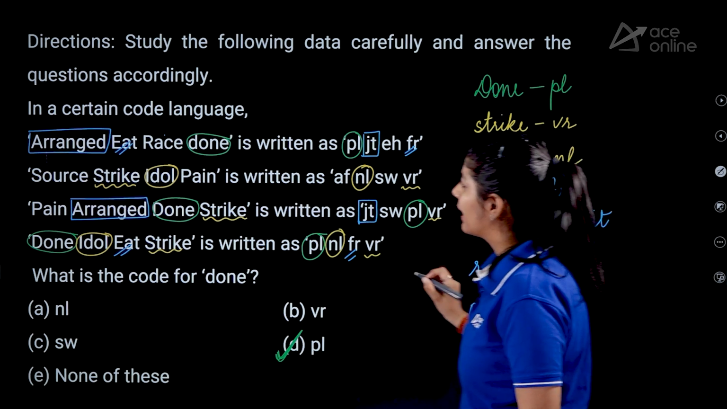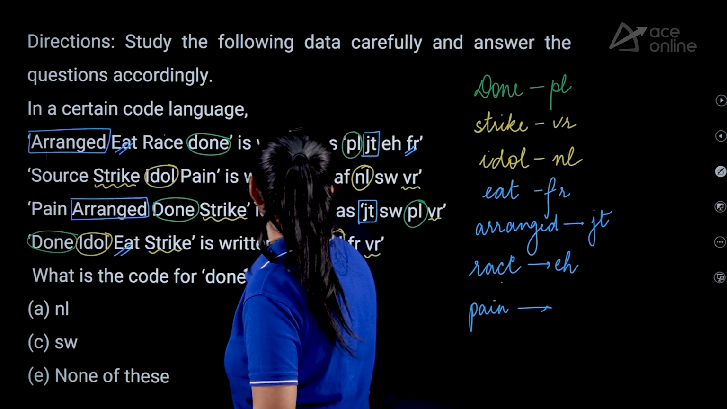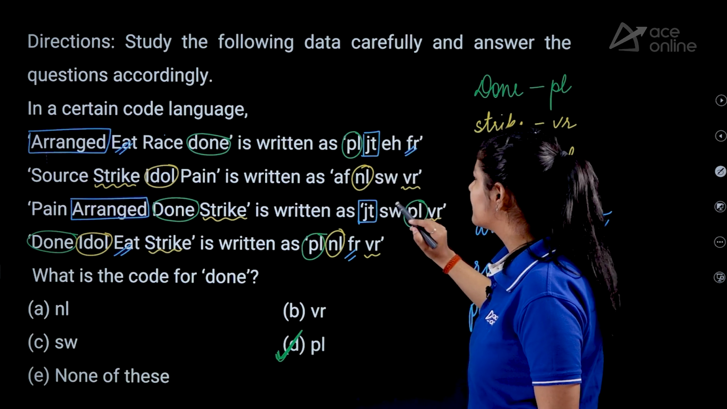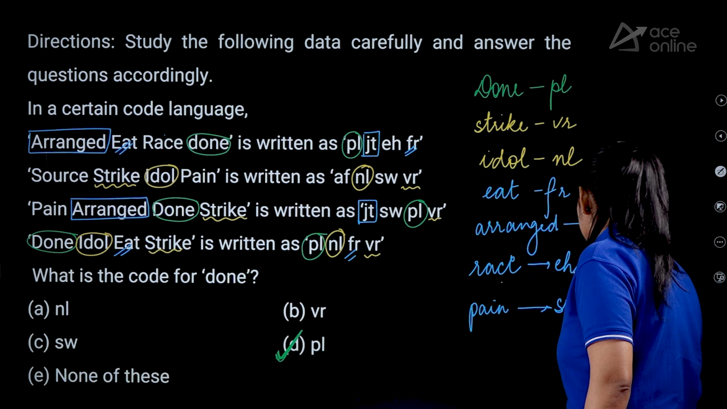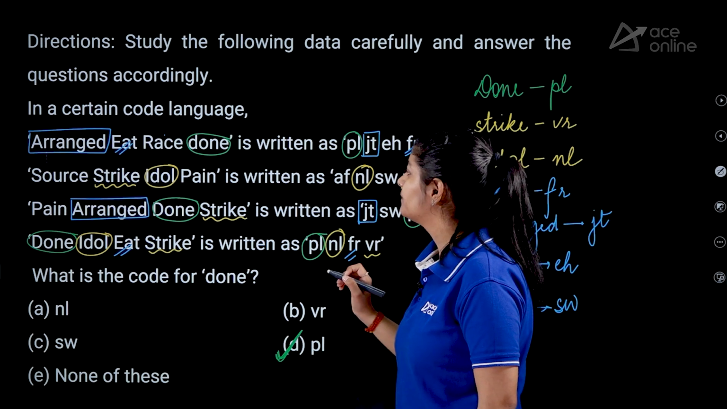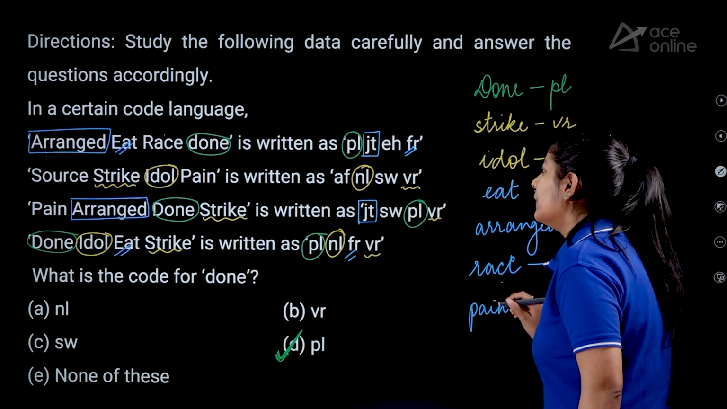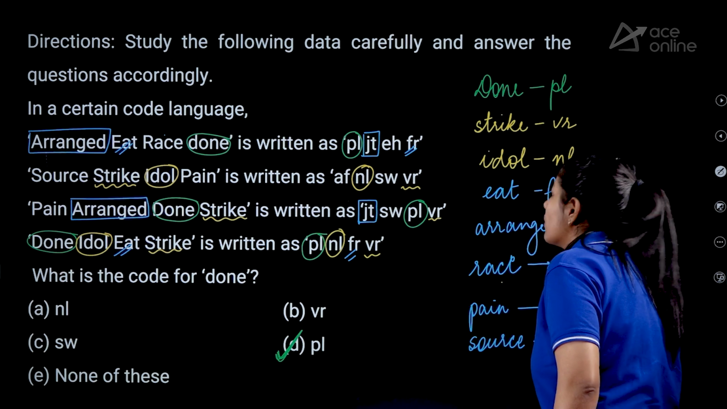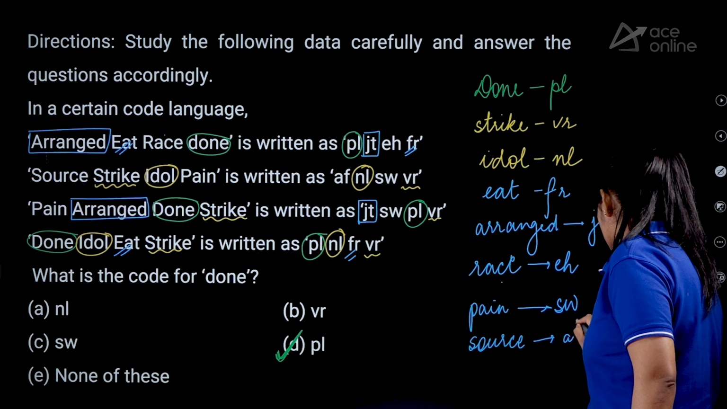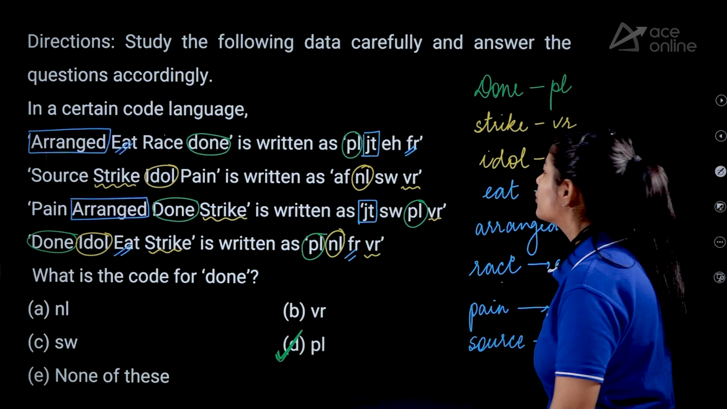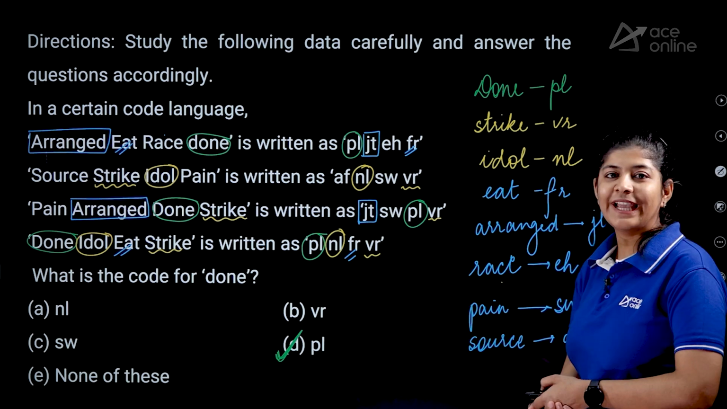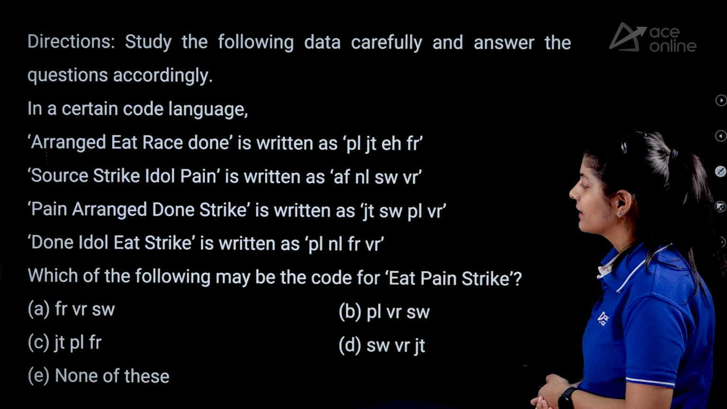Pain is coded as, no. Pain is coded as SW, right? And here the source is coded as AF. Source is coded as AF. So we simply identify all the codes. Now we only have to answer all the questions.